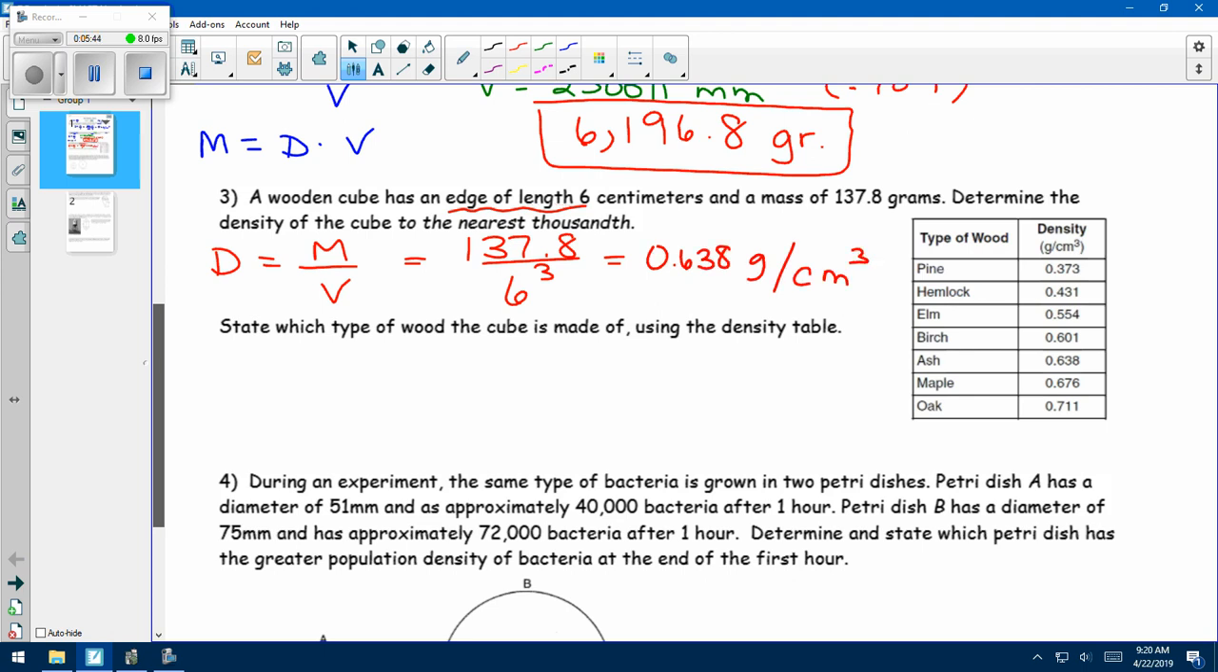And if you look at this table over here that's given up to the side, this is actually a sample Regents question as well. The densities are all given in grams per cubic centimeter. And we don't necessarily know that we have to use the table yet until the next part, which says state which type of wood the cube is made of using the density table. So we have a lot of different types of wood that are given. Clearly we're looking for the one that has a density of 0.638 grams per cubic centimeter. And that corresponds specifically with the ash wood.